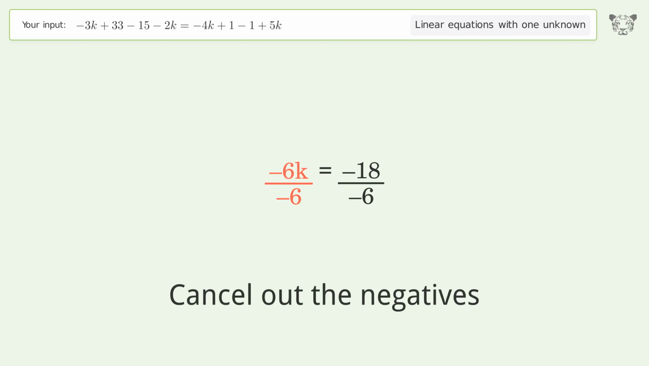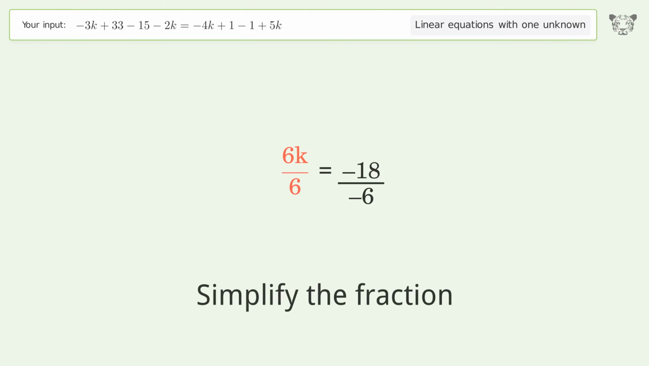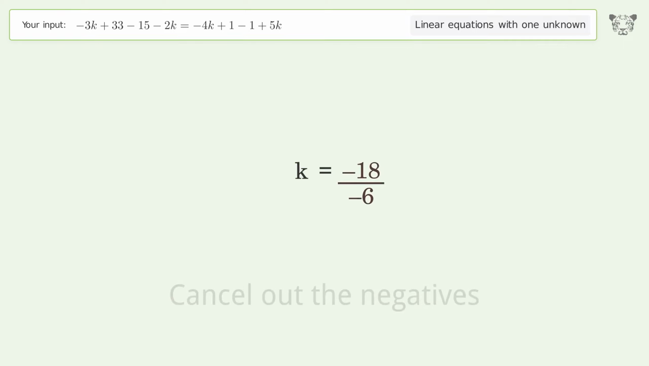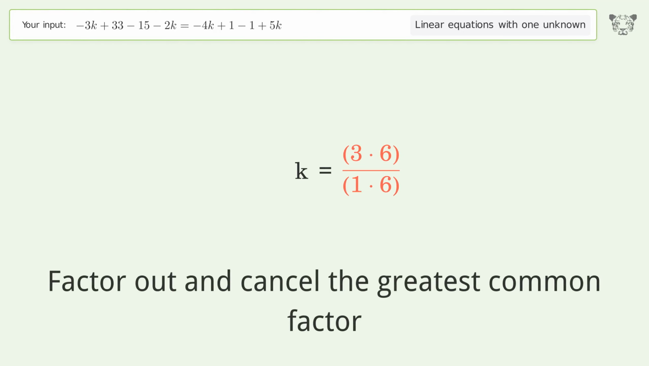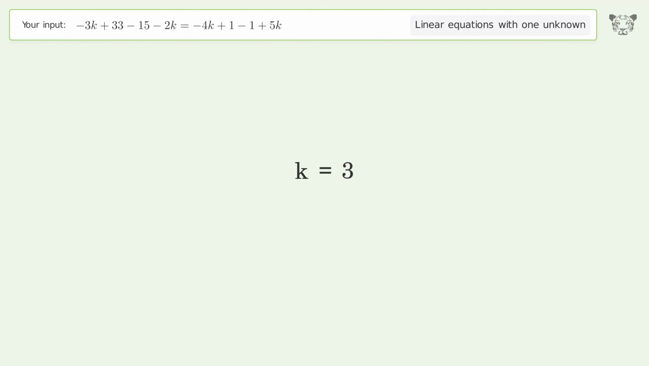Cancel out the negatives. Simplify the fraction. Cancel out the negatives. Find the greatest common factor of the numerator and denominator. Factor out and cancel the greatest common factor. And so the final result is k equals 3.